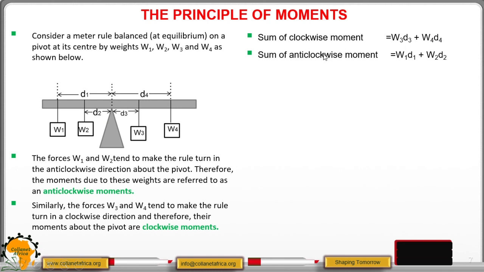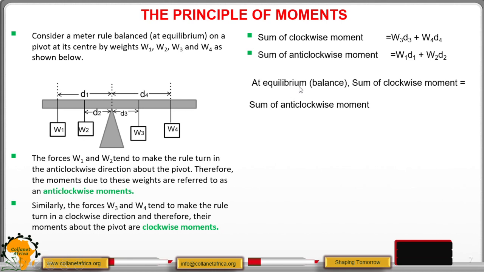Then we have also the sum of anti-clockwise moments, where this weight here will produce anti-clockwise moment, and its moment will be this W1 multiplied by the perpendicular distance from the line of action to the point of support, which is this fulcrum. Of course, it should be D1, and the same applies to W2. At equilibrium, or when this meter rule is balanced, it means that the sum of clockwise moments will be equal to the sum of anti-clockwise moments.